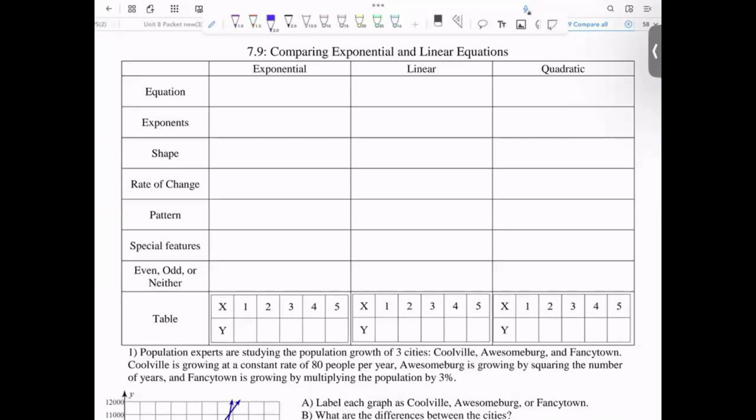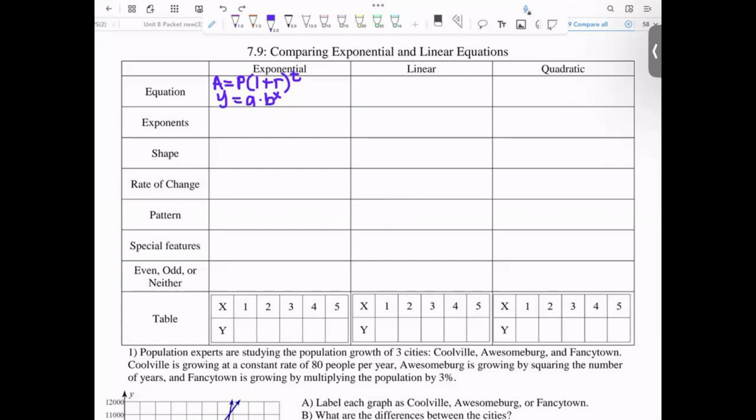All right, so we're going to compare exponential, linear, and quadratic. So with exponential, we talked about a few different equations. One of the equations we looked at was A equals P times (1 plus r) to the t. We also looked at y equals a times b to the x. So these look different, but remember the a or P just means our starting amount. The b or the 1 plus r, that's just whatever we're multiplying by. And then we have a variable up in the exponent, which is what makes it exponential.